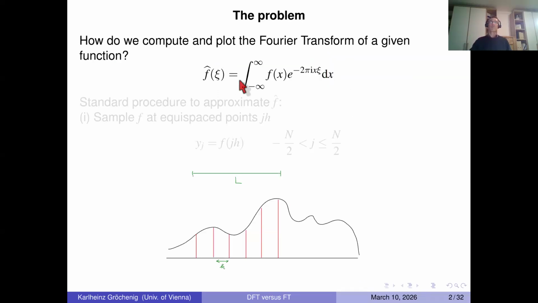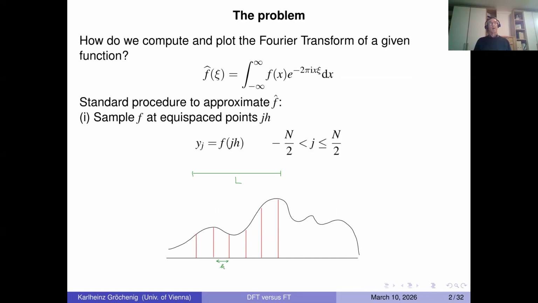So here is the definition of the Fourier transform. It's an integral on the real line. I use the normalization with a 2 pi in the exponent. And if you are given a function and you want to compute its Fourier transform numerically from the data, the standard procedure is you sample the function at positions j times h. h is the grid size, the increment, and say you center it around the origin. j runs from negative n half to n half with this precise inequality. So altogether you have n samples.